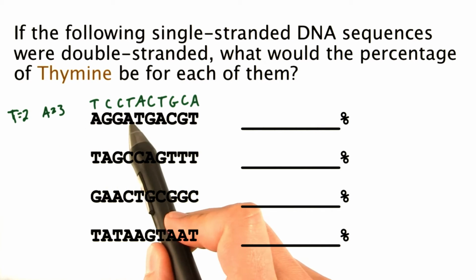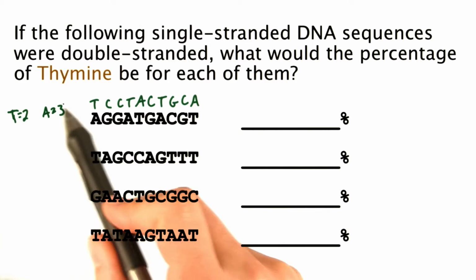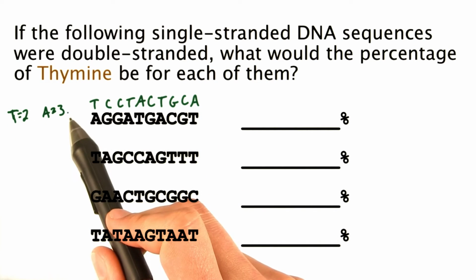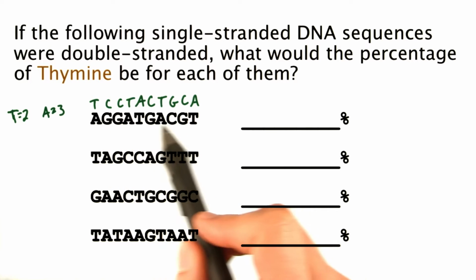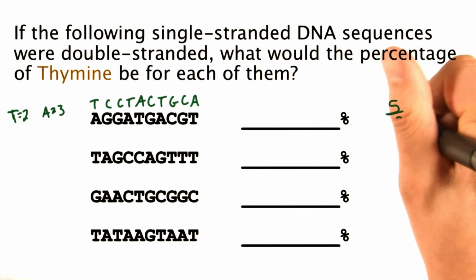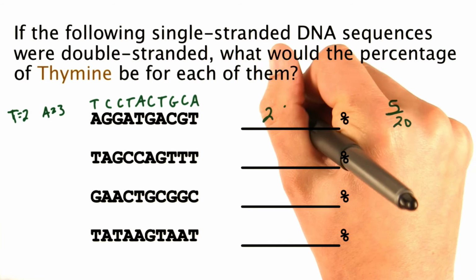So just by counting the number of A's and T's, I've got the total number of T's I would have in the double-stranded molecule, 5. And just remember that I double the number of letters here from 10 to 20. So 5 out of 20 is 1/4 or 25%.